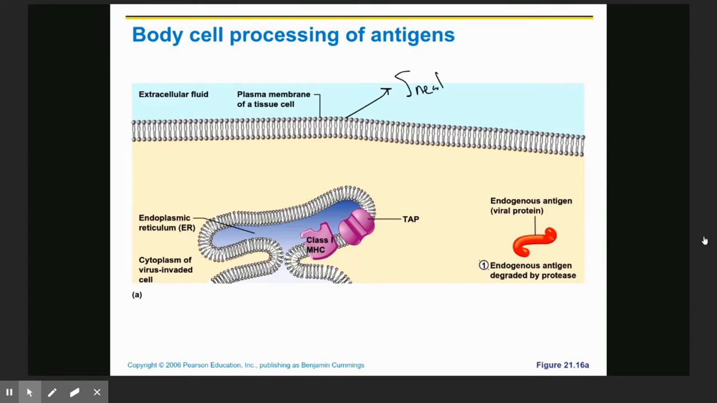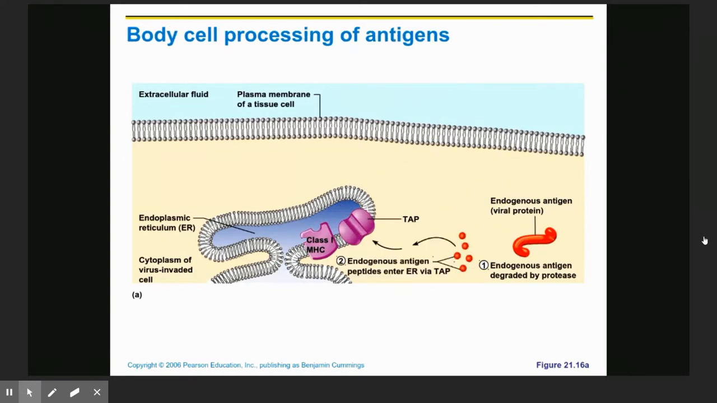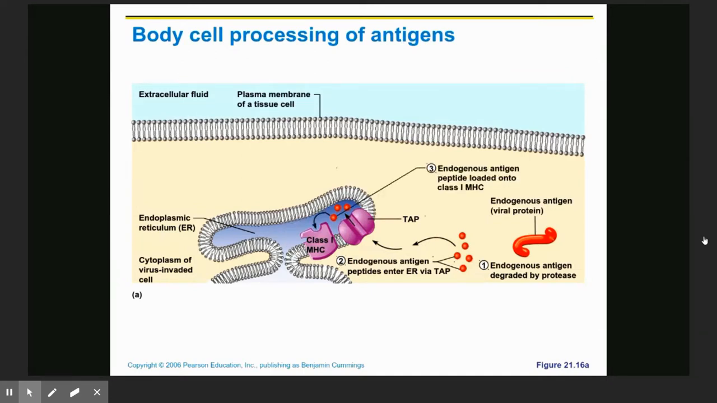As this thing grows in here, some little pieces are going to be processed and put on the surface. So look what's going to happen. Some of these little pieces are going to be processed and attached to our MHC, and then they're going to be put on the surface.